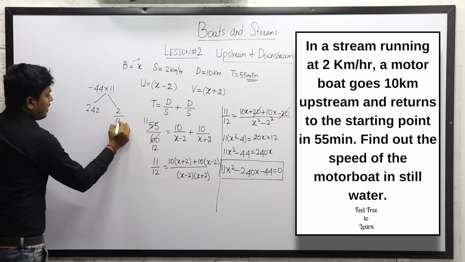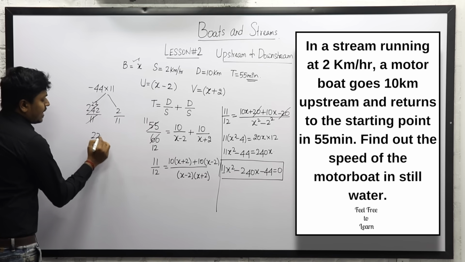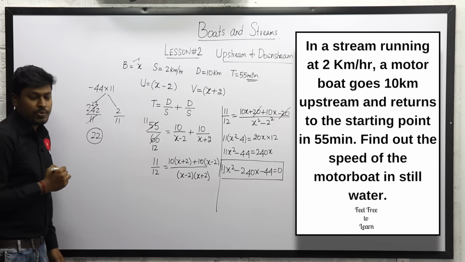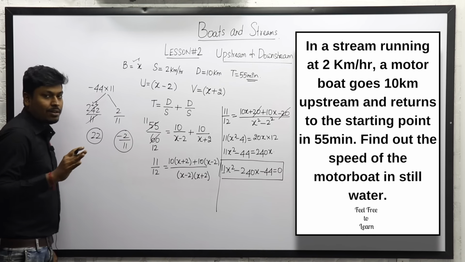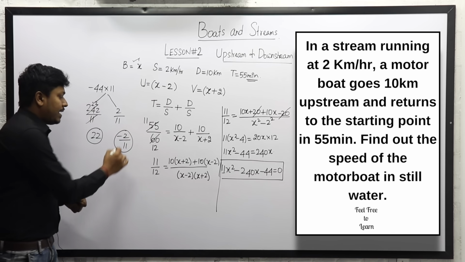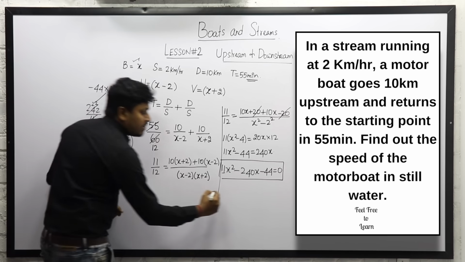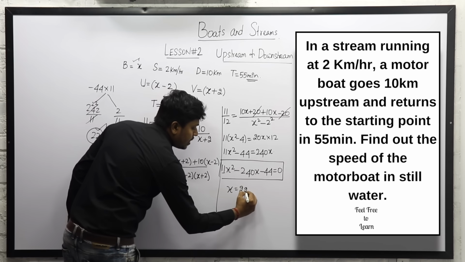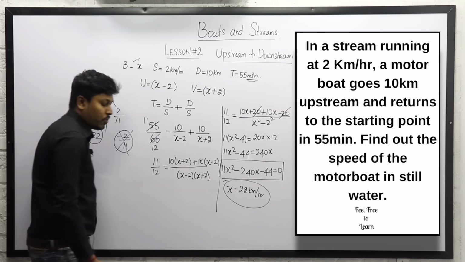So 2 divided by 11, so here divided by 11, cancel it, 22. Here we are getting an answer in positive, that is 22. Here you will get an answer in negative, that is minus 2 by 11. Always the speed will be positive, speed will not be negative. So we can eliminate this value and find the answer is 22. So finally x is 22 km per hour, which is the speed of the motor boat.